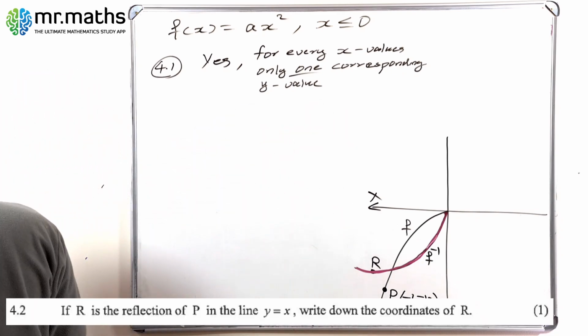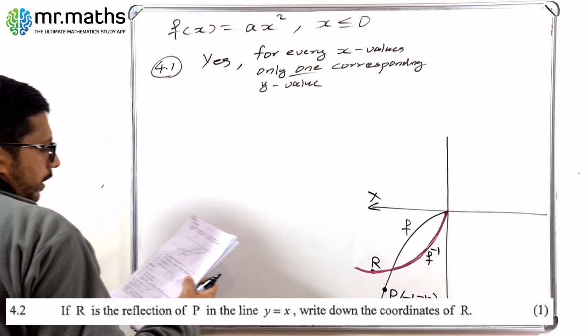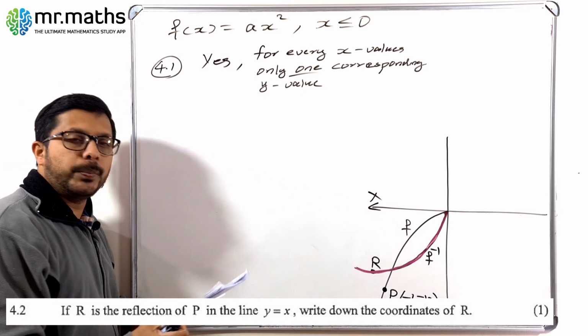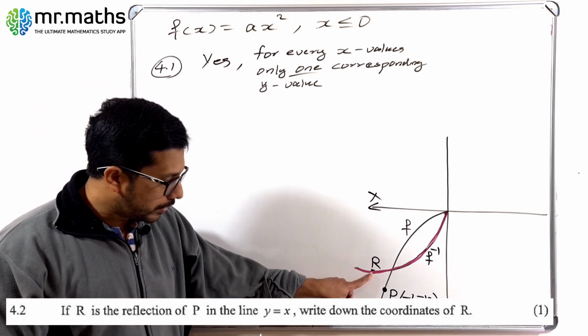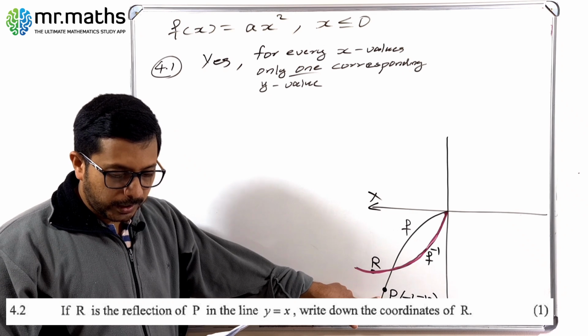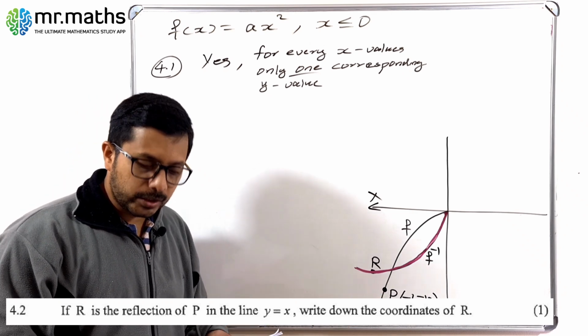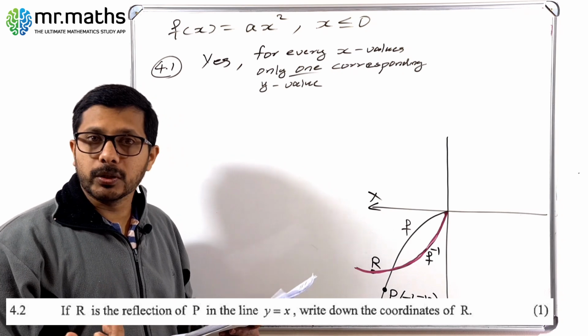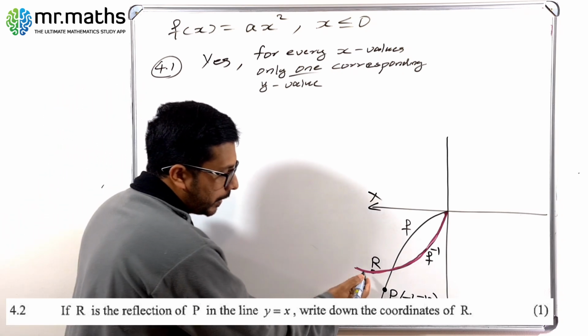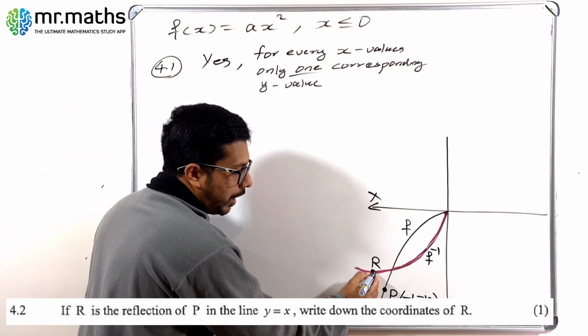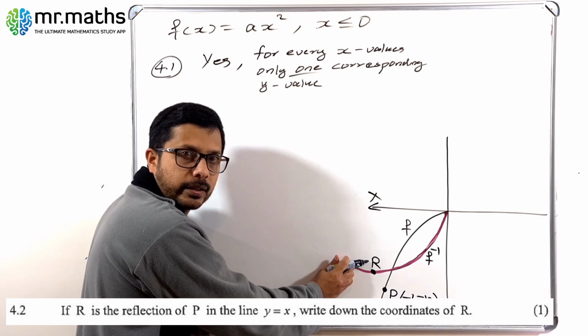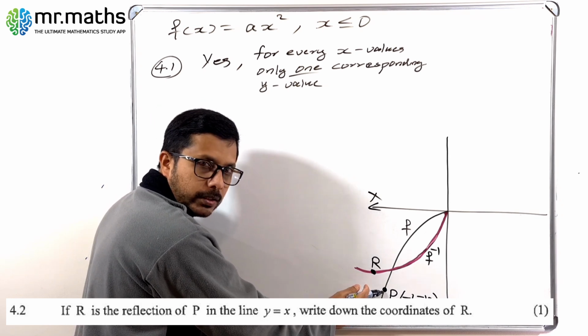Okay, what is question number 4.2? If R is the reflection of P in the line y is equal to x, write down the coordinates of R. It's a simple question. What is the question? We are saying that this point R is the reflection of this P.